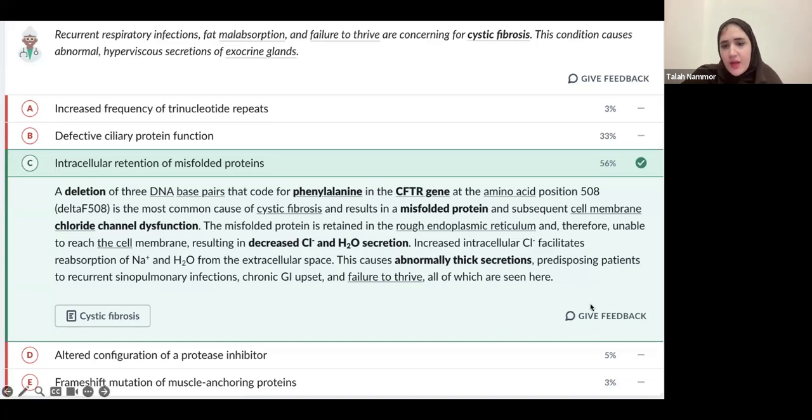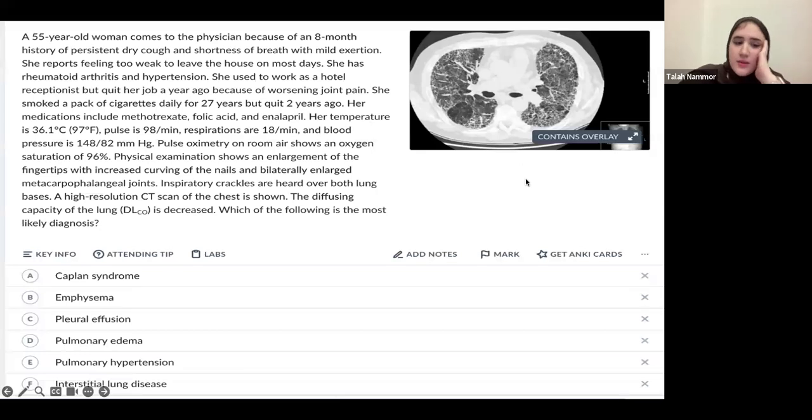Did you get it, Ali? Now guys, I saw that the doctor mentioned cystic fibrosis. I don't know if he went into these details. If he did not, then forget it. But this is very basic. Cystic fibrosis equals intracellular retention of misfolded proteins. This is the basic. So even if the doctor did not mention it, just know it. If it's too much, just never mind this question. Okay? Let's move on.